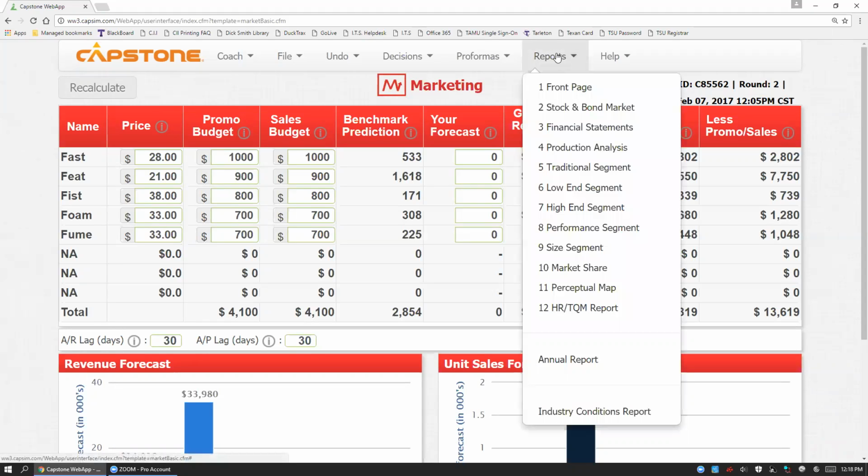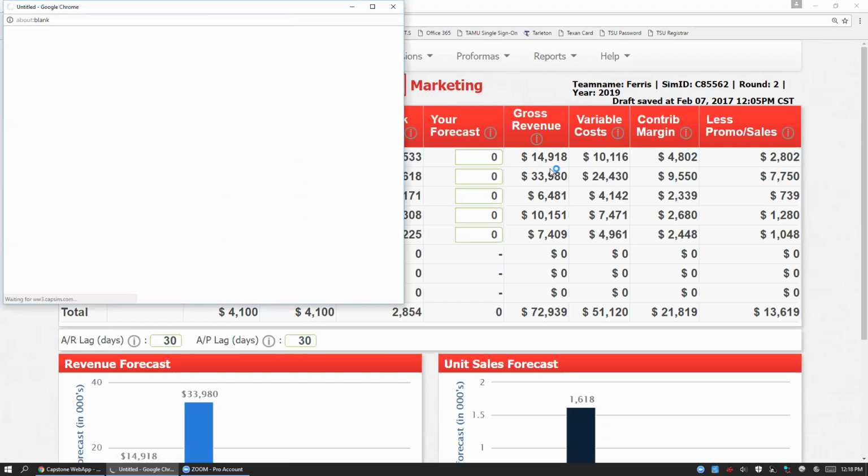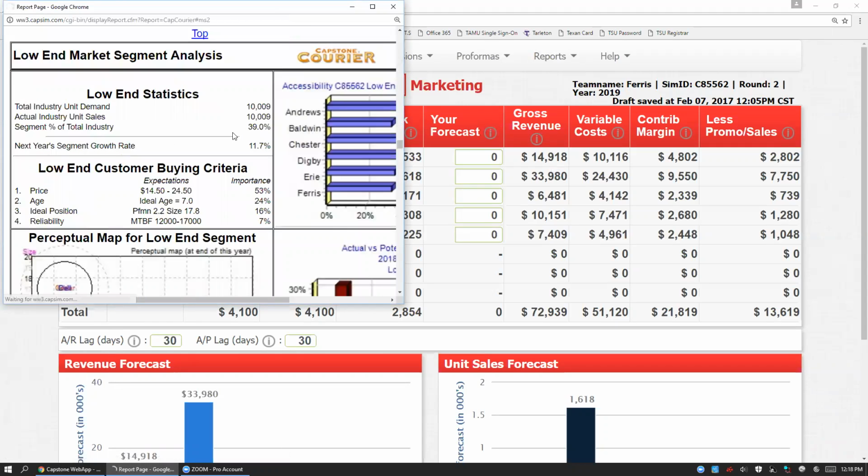So we'll go to reports, low-end segment, and examine the consumer preferences for that low-end segment represented by customer buying criteria. These preferences remain constant across all of the segments in the industry, although the importance in the buying decision changes across those segments. For the low-end segment, the most important buying criteria is price. It represents 53% of the purchase decision. You're always given a $10 range for price across all segments.